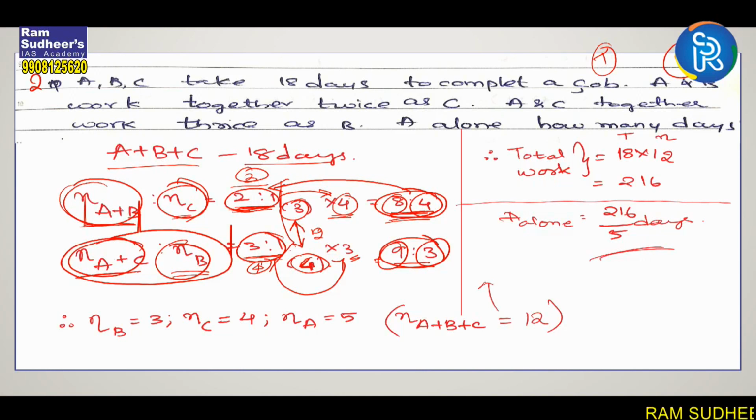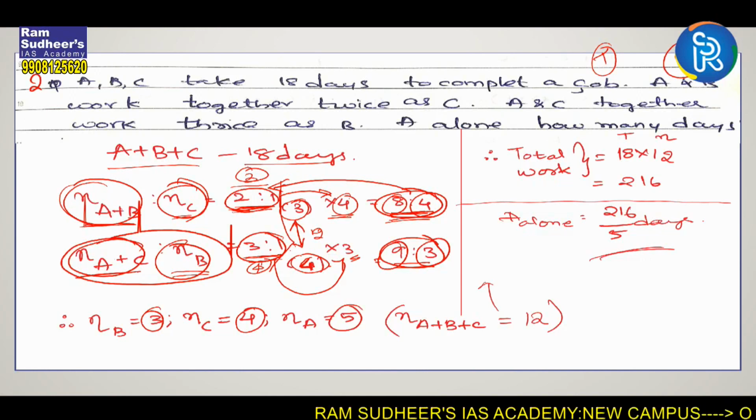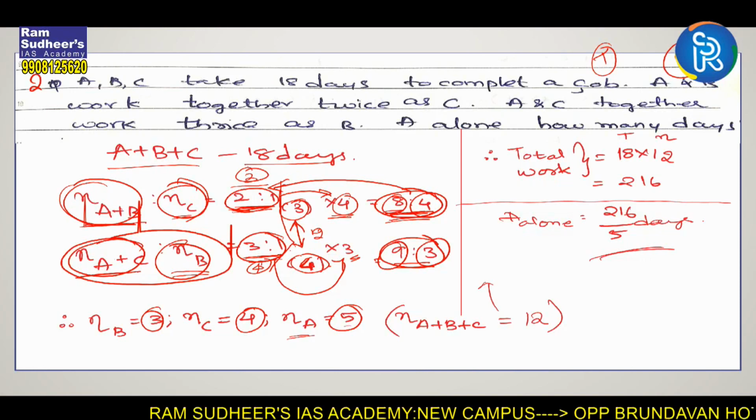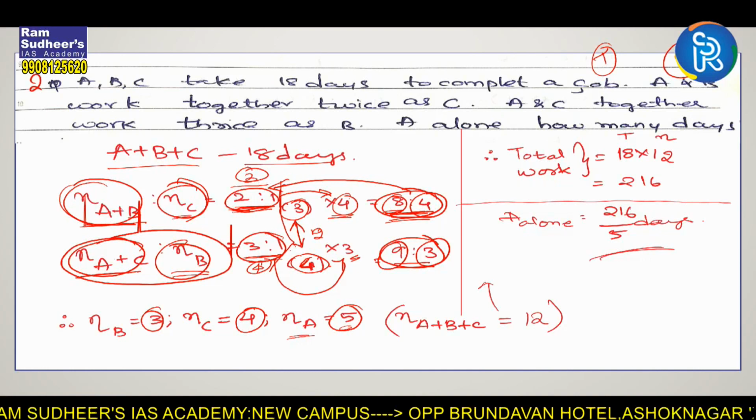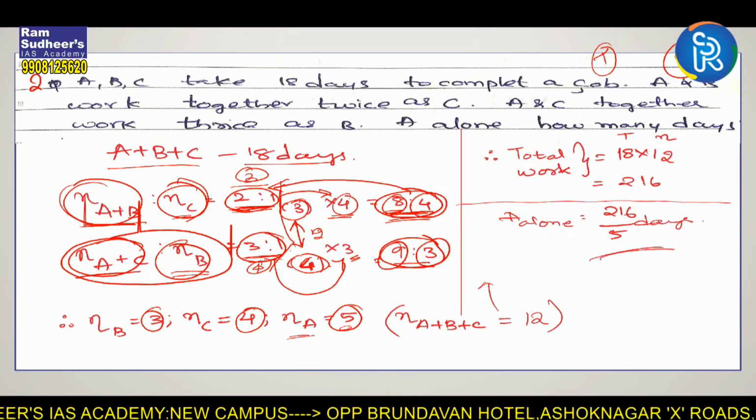And then I'll have efficiency of B to be 3 and efficiency of C to be 4 from above, and efficiency of A plus C is 9 and therefore efficiency of A would be 5, or efficiency of A plus B is 8 and therefore efficiency of A would be 5. Either way, efficiency of A will turn out to be 5. Now the question asks this: A alone would take how many days to complete the work?